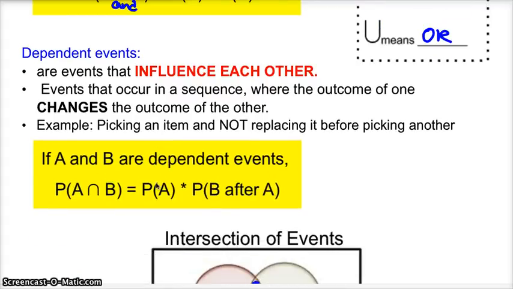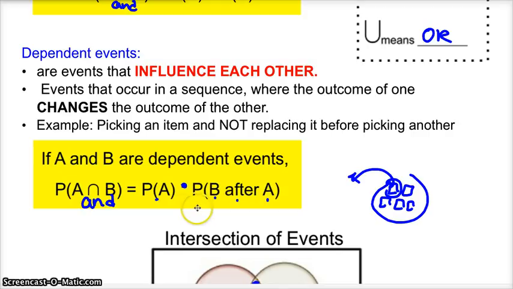If events A and B are dependent, the probability of A and B is still the probability of A, but now it's times the probability of B after A. So if you had a bag with 5 different names in it, and you drew one and took it out, thinking about your probability, now there are only 4 things to pick from, so this probability of the second has been affected.